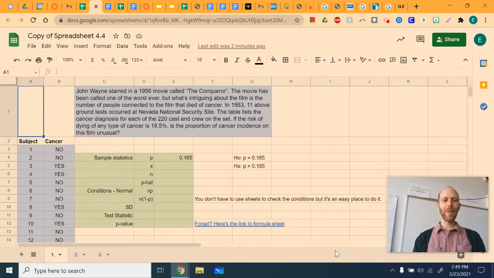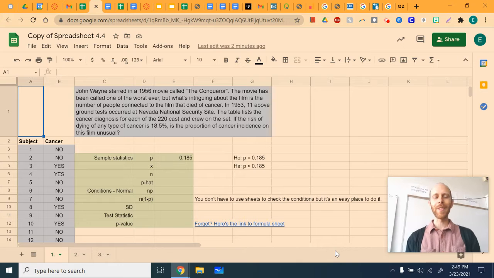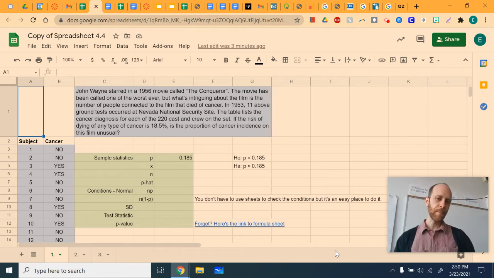I would like to explain to you how to do problem number 1 on your problem set. You'll see that it's in a spreadsheet. However, you are going to do the work on a separate sheet of paper. The spreadsheet is just to provide you with data and a tool to help you compute things quickly.